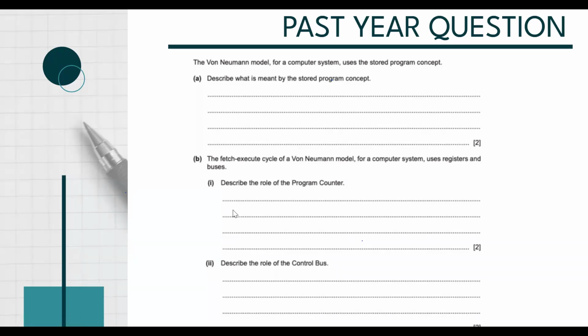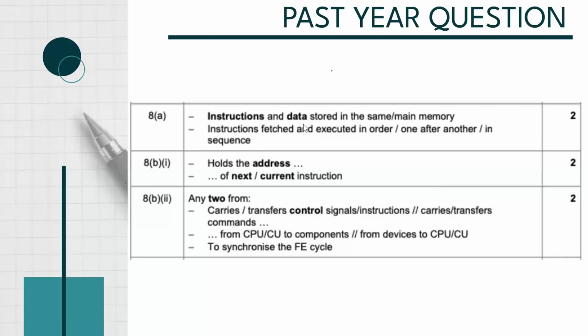So I want you now to read that, please. This is the official answer. Okay, instructions and data are stored in the same main memory. Instructions are fetched and executed in order, one after another in sequence.